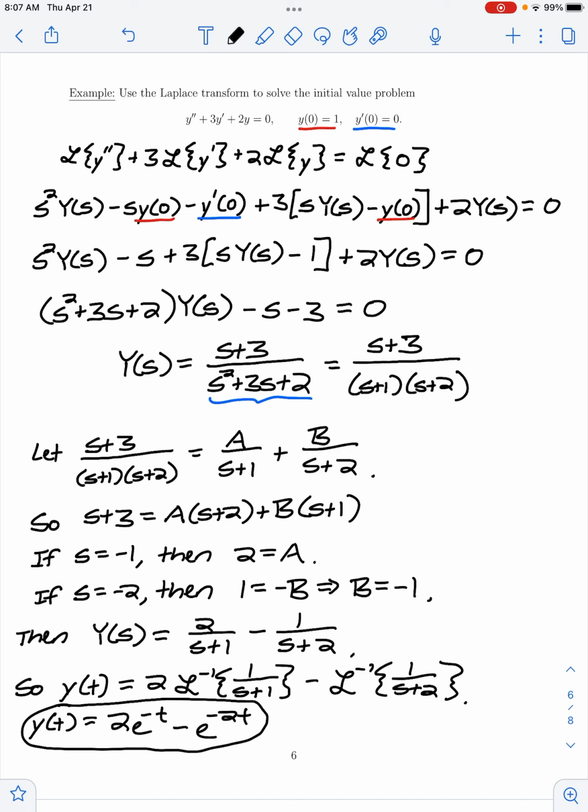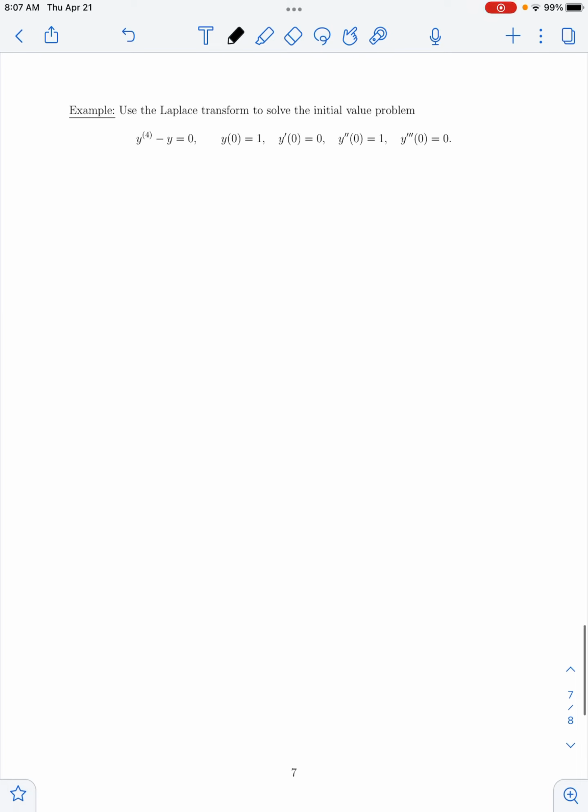So let's take a look at another example. Here we are asked to use the Laplace transform to solve this initial value problem. We have here a fourth order linear homogeneous equation with constant coefficients. So again, we could make use of a characteristic polynomial, but we're told to use the Laplace transform here.